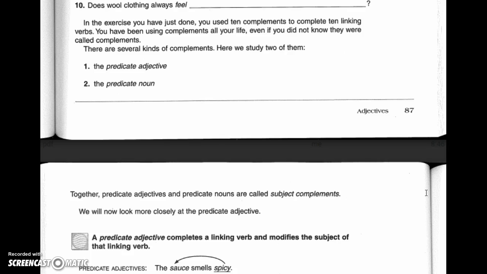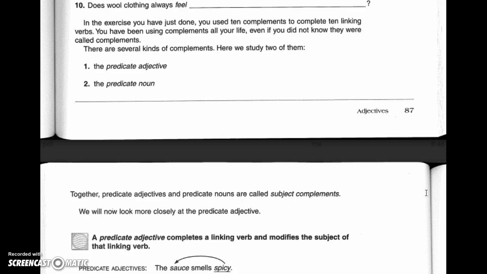After you've done 10, remember that you used the 10 complements to complete these 10 linking verbs. And you've been using those complements all your life, even if you weren't aware of it. There are two kinds of complements, and we're going to study both in the next couple of sections. One is called the predicate adjective, and the other is called the predicate noun. These two are called the subject complements, and we're going to look closely at the first one, the predicate adjective.